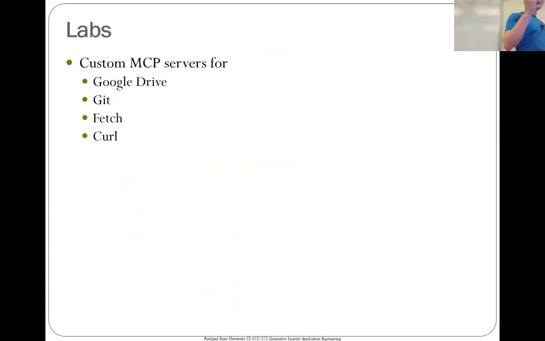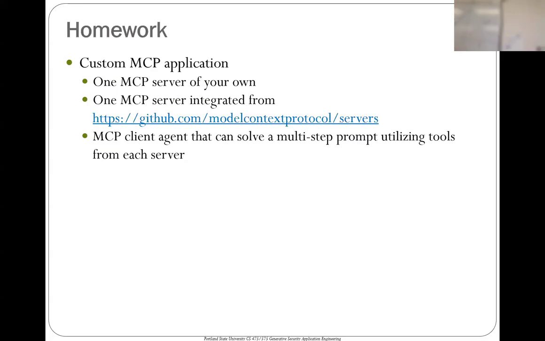Okay, so that's it. I'm going to talk about the lab. Google Drive, Git, Fetch, and curl are custom MCP servers for you to look at. They're very small pieces of code that you can deploy and interact with using a client agent, just to see how it works. Then the idea is that you're going to implement something of your own that's not one of these four. So you can come up with your own ideas for MCP servers and build and run them.